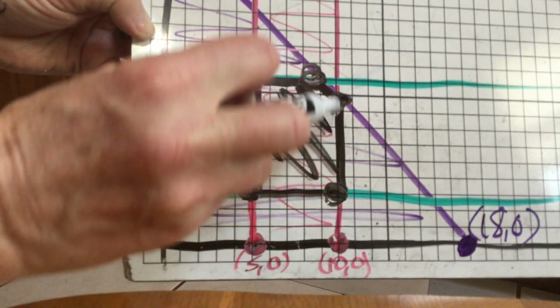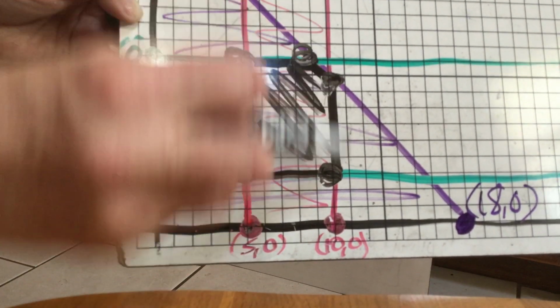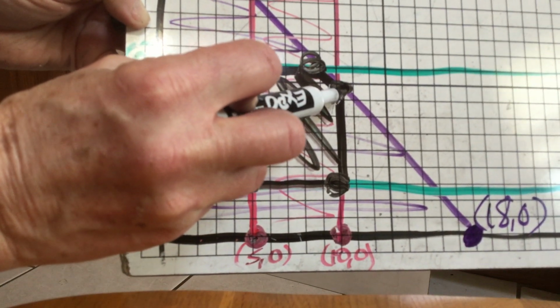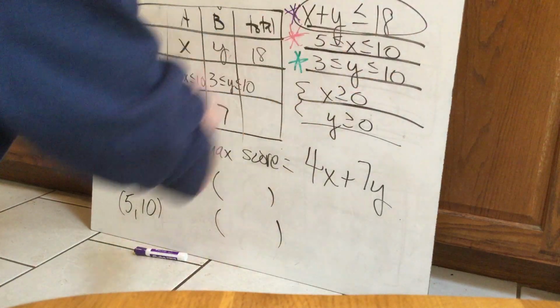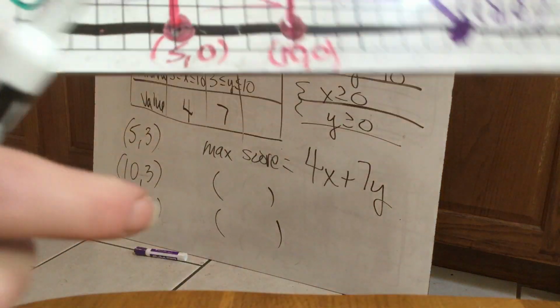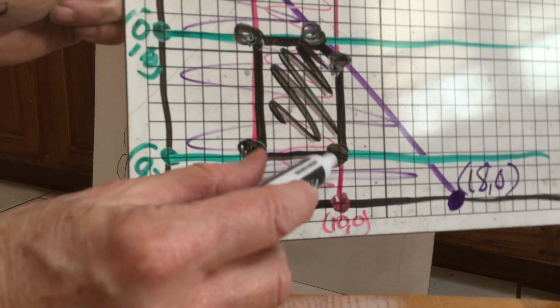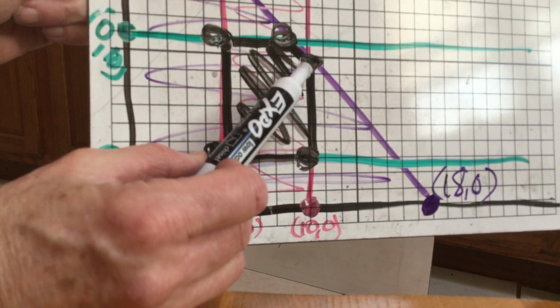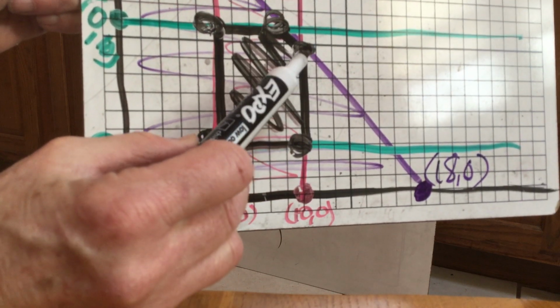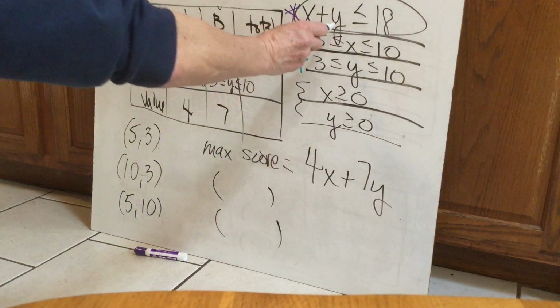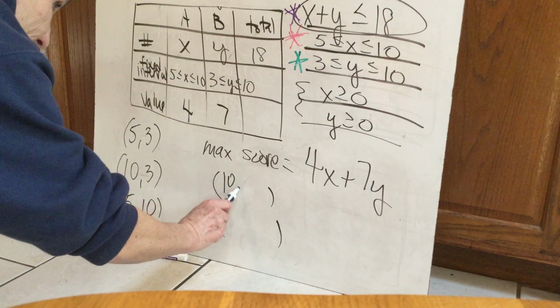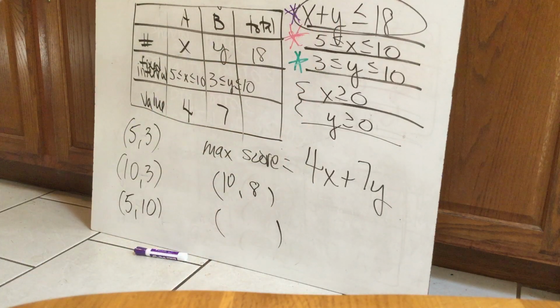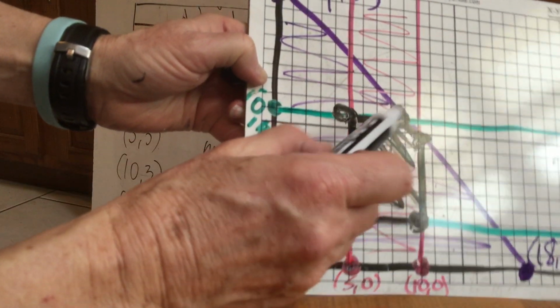We know that he's over 10 because he's on that red bar. So we know he's over 10. But he's also on the purple line, which is this equation right here. So if we know that his x is 10, then we can figure out his y by plugging in 10 here. So if x is 10, the y has to be 8. If that confused you, we get to do it again.